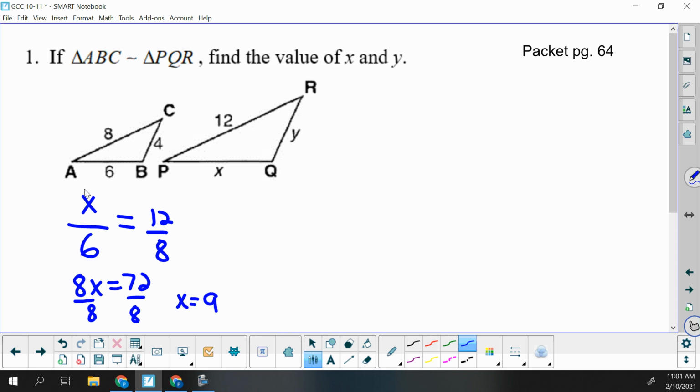What I'd like you to do is see if you can set up a proportion now, solve for y. Then a box should pop up to allow you to put in what your answer is.